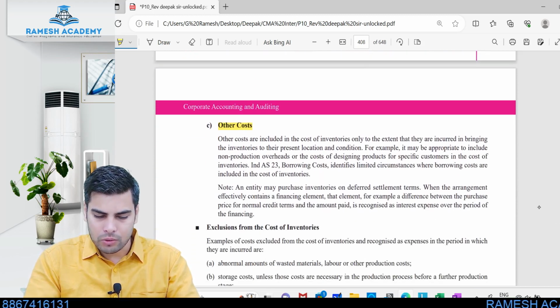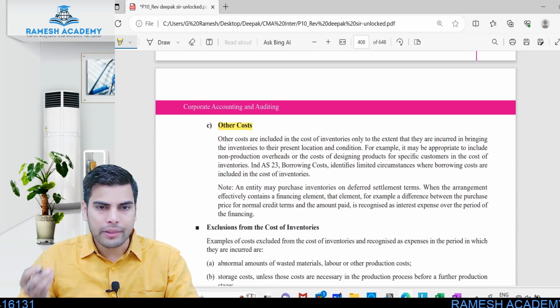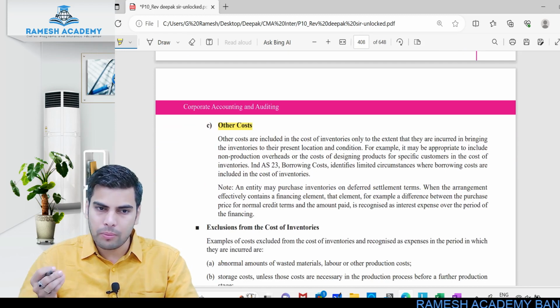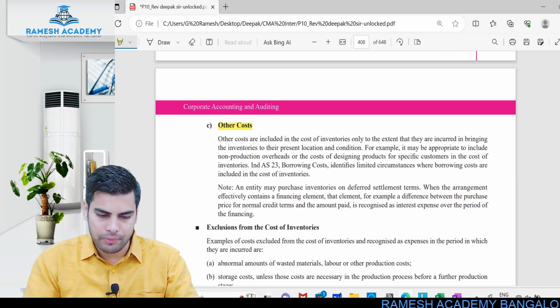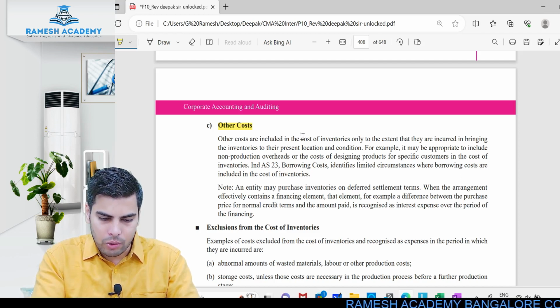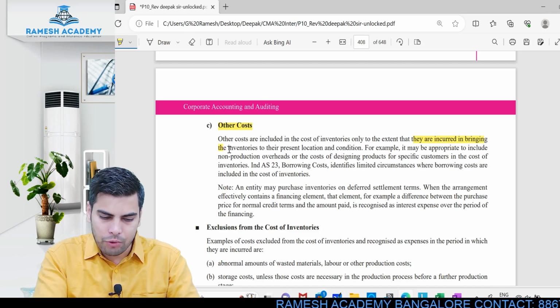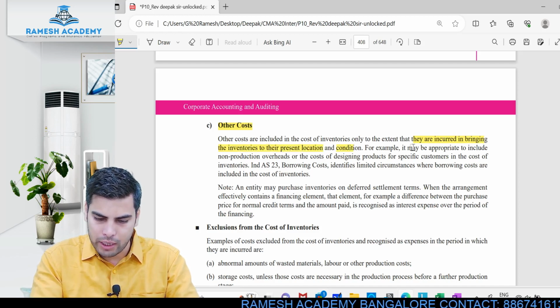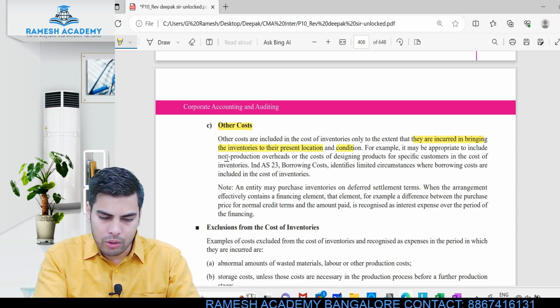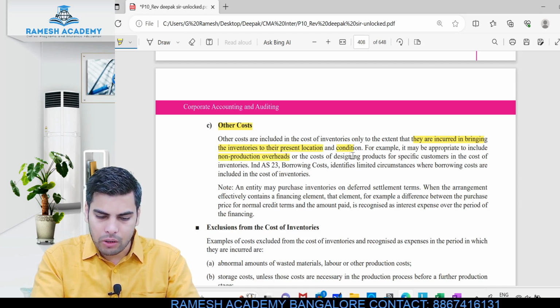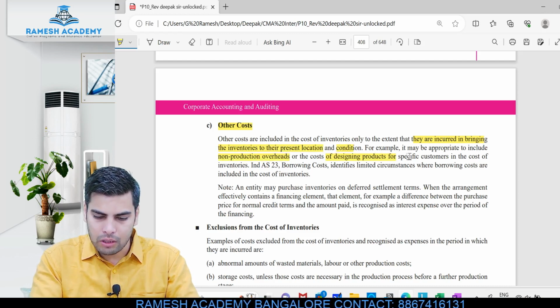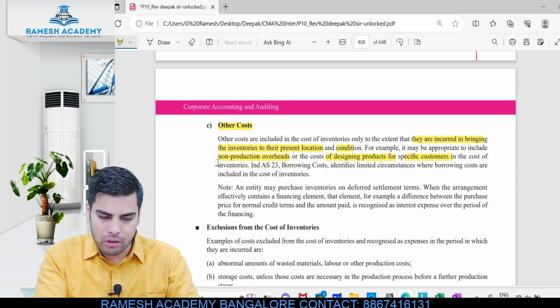Then other costs. What would be the component of other costs? Other costs which are necessary in order to bring the product to the present location or condition. Look at this. Other costs are included in the cost of inventory only to the extent that they are incurred in bringing the inventory to the present location or condition. For example, it may be appropriate to include the non-production overhead or the cost of designing product for specific customers in the cost of inventory.